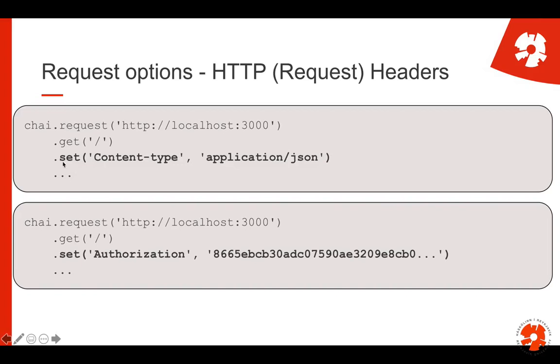Useful options are, for example, to set the header. Here we set the content type header to JSON. We essentially tell the application we are going to send you a JSON object. Similarly, and that might be useful for the fourth assignment, we can set the authorization header and then include something there. That just causes the HTTP request to include specific headers.